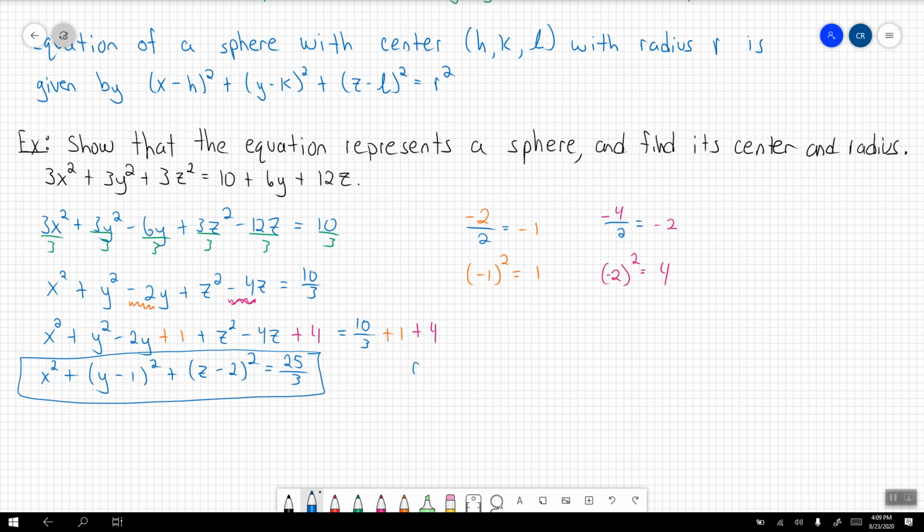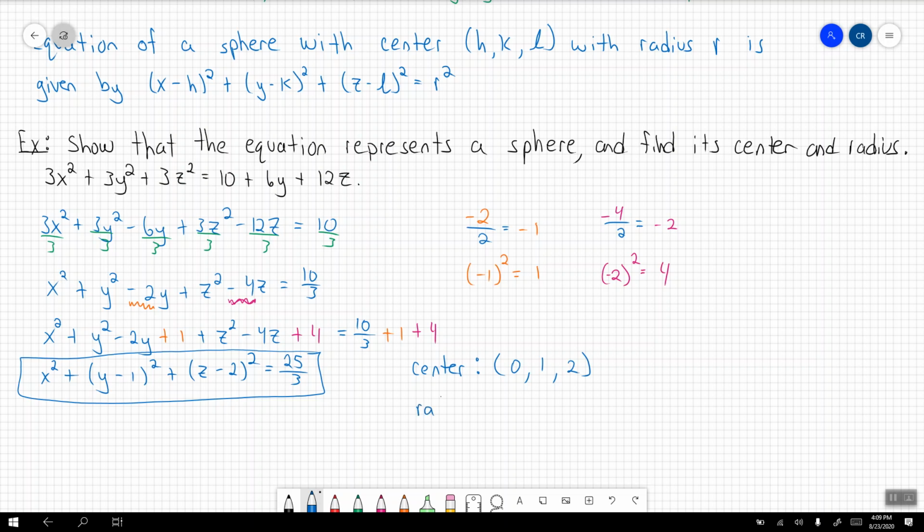So what I'm going to say here, the center is the ordered triplet x minus 0, so that's going to be the x coordinate of 0, y minus 1, that means that's going to be my k element, so that's just 1, and then z minus 2, that means l is my element of 2. So the center for this sphere is at 0, 1, 2.